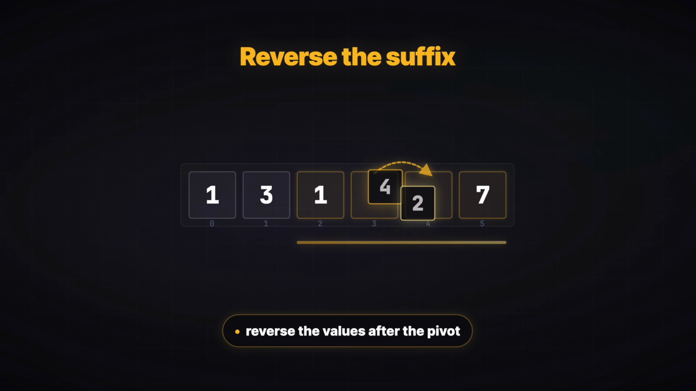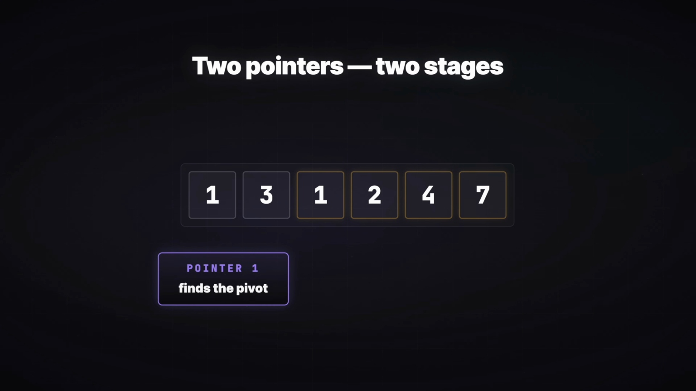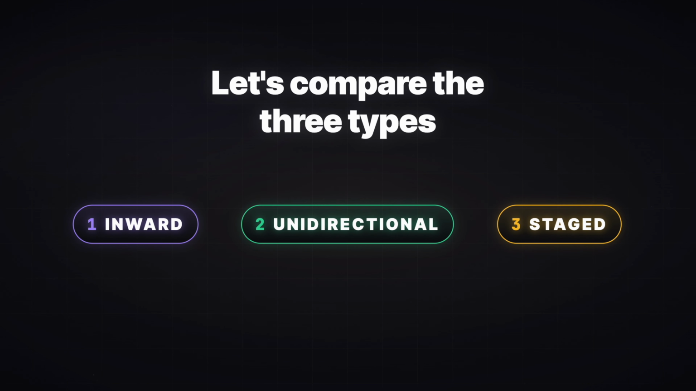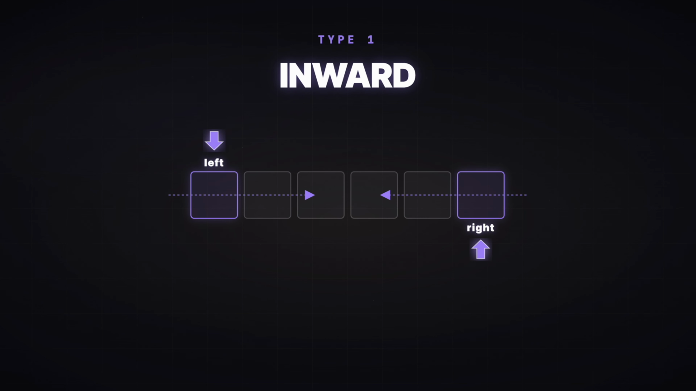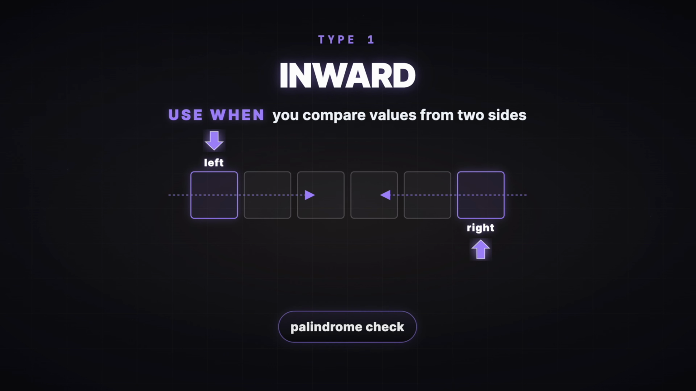Here, the first pointer finds the pivot. The second pointer finds the correct value to swap. That is staged traversal. Let's quickly compare the three types. In inward traversal, pointers start from opposite ends and move toward the center. Use it when you compare two sides. Examples include palindrome checking, pair sum in a sorted array, and reversing an array.